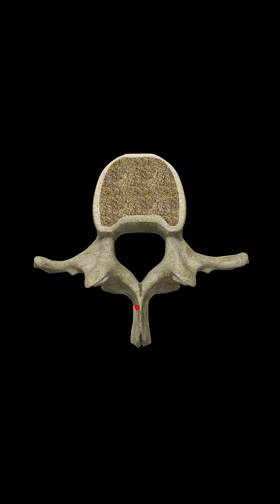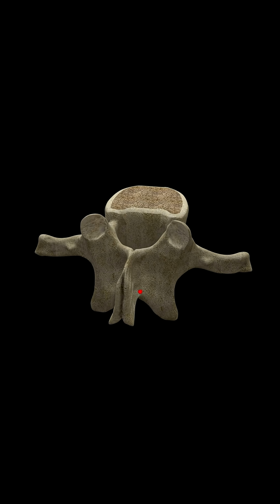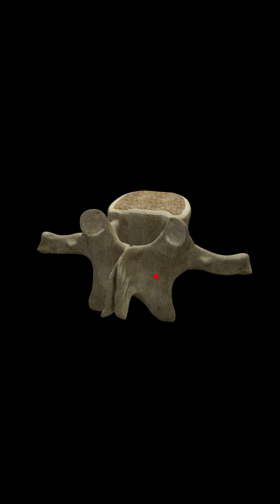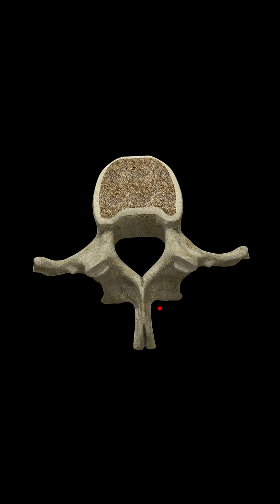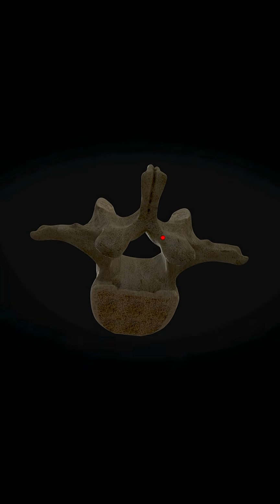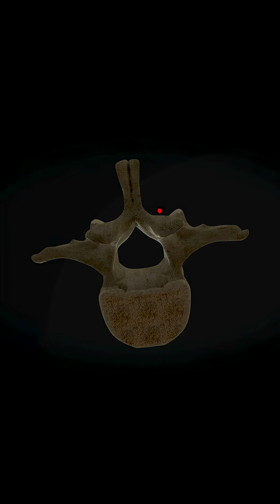And the bit of bone that connects the spinous process with the transverse process is the lamina. Now, part of the lamina is the pars interarticularis, and that connects the superior articular process, seen here facing inward, with the inferior articular process, seen here facing outward.